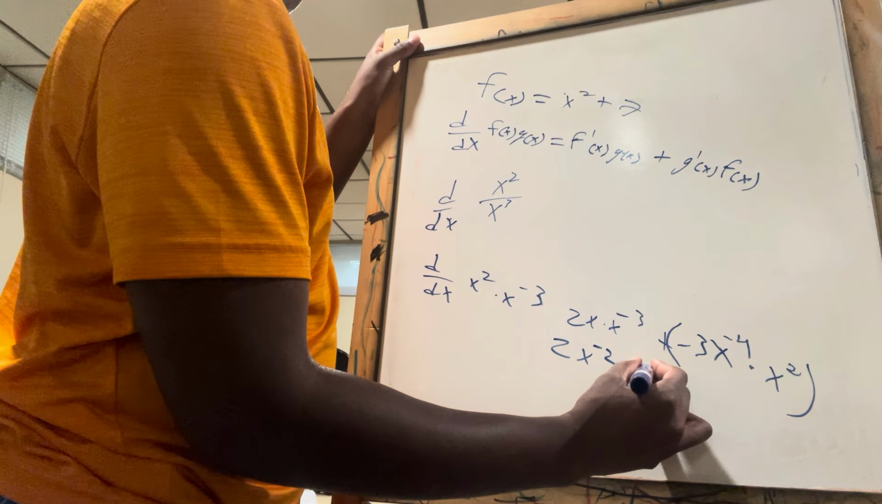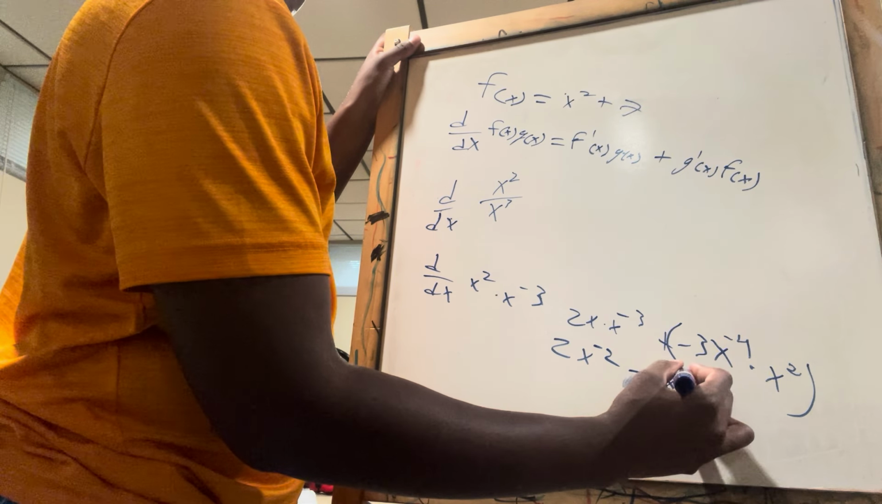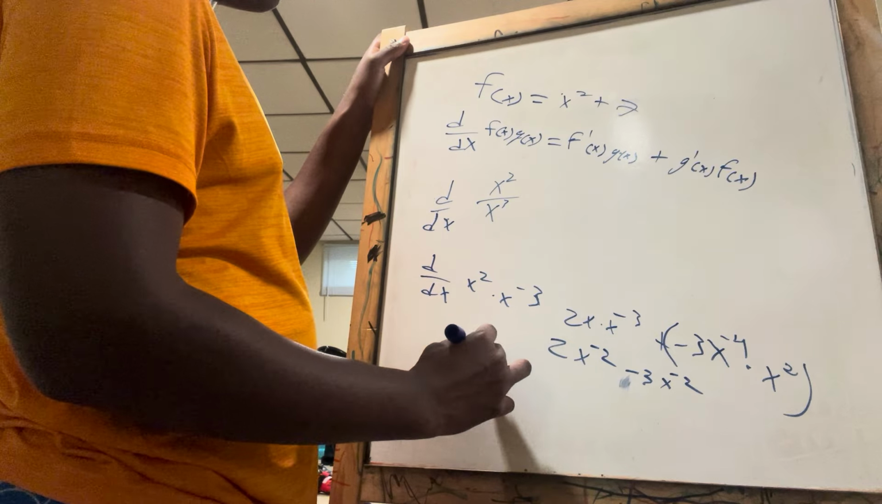times x squared, right? And then you would get here, you'd get 2x to the minus 2 minus 3 times x to the minus 2. So that would then just translate into 2.